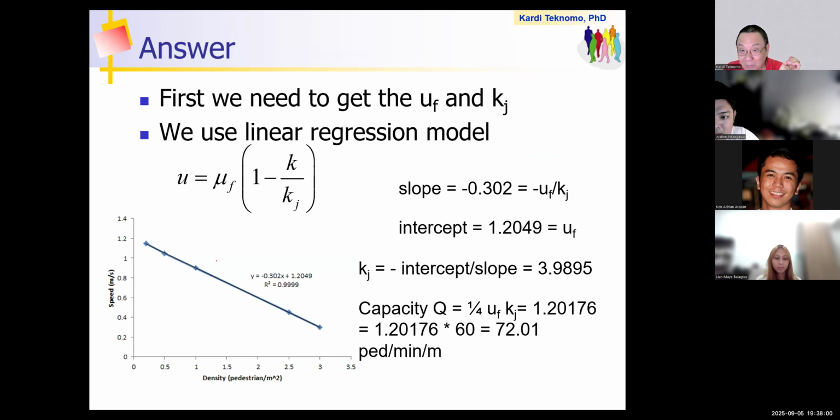Once you have the slope and the intercept, this slope represents minus UF per kj, and the intercept is the UF. In that case, you can get the kj, right? And then from there, you just multiply 1/4 times UF times kj, so you get the capacity. Wow. You can use data.